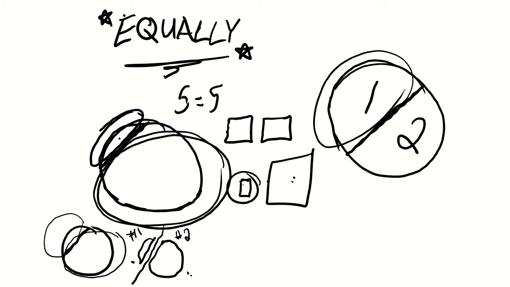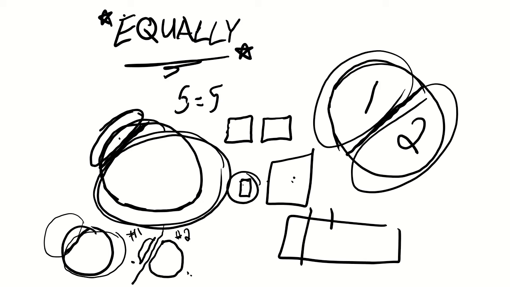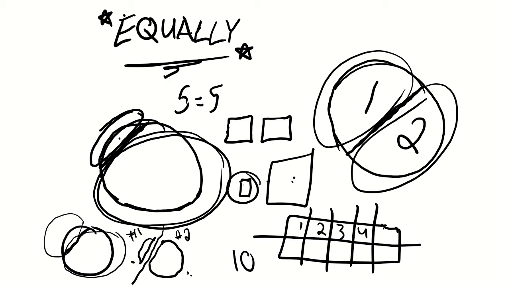There's little sections in the circle. So if I drew this thing and I asked you how many pieces or parts this rectangle has, you would count it and you would say it has 10 pieces. 1, 2, 3, 4, 5, 6, 7, 8, 9, 10. So little pieces is what we're trying to achieve, try to make, and try to look for.